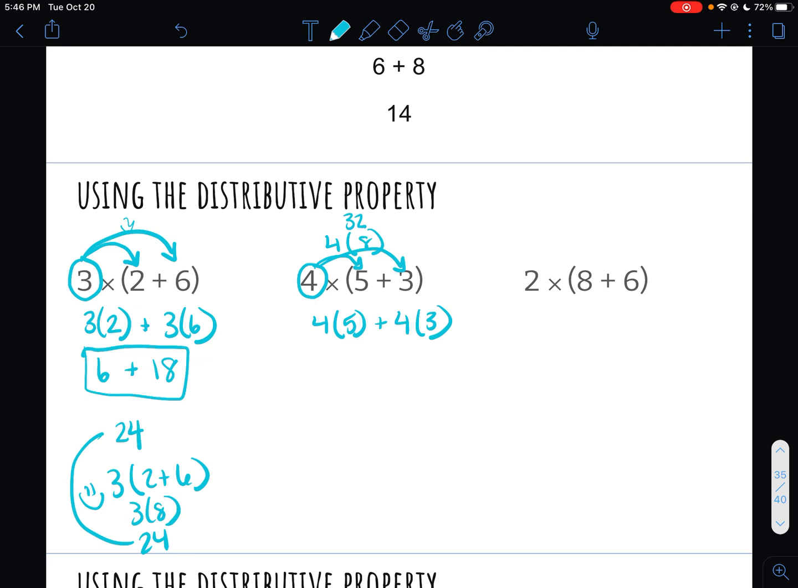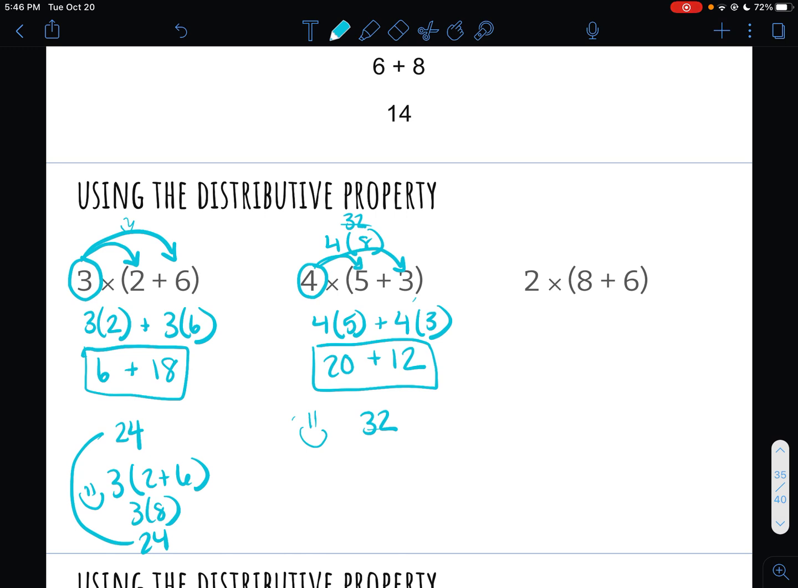And notice I'm drawing the arrows. I suggest you do that when you do these problems because it helps you remember to do it for both terms. It's a very classic mistake to just do 4 times 5 and then bring down the 3. A lot of kids don't give the 4 to both terms. So I like to draw the arrows because it reminds me to do it to both. Then 4 times 5 is 20. 4 times 3 is 12. And that's actually the answer I'm looking for. But to check that we did it right, 20 plus 12 is 32. 32 and 32 match, so I'm good.